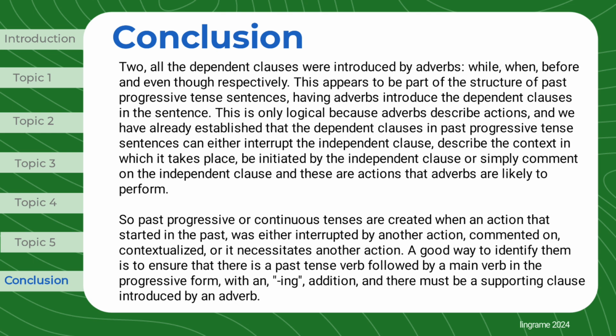So past progressive or continuous tenses are created when an action that started in the past was either interrupted by another action, commented on, contextualized, or it necessitates another action. A good way to identify them is to ensure that there is a past tense verb followed by a main verb in the progressive form, with an ing addition, and there must be a supporting clause introduced by an adverb.